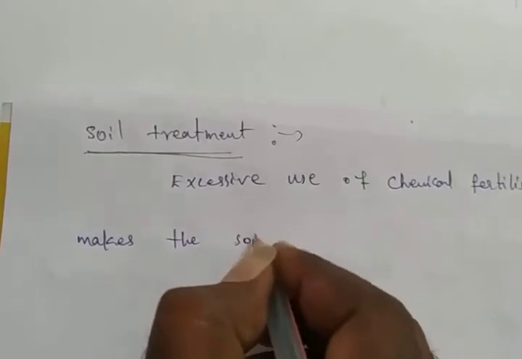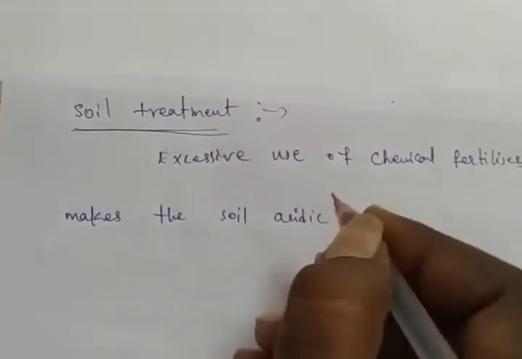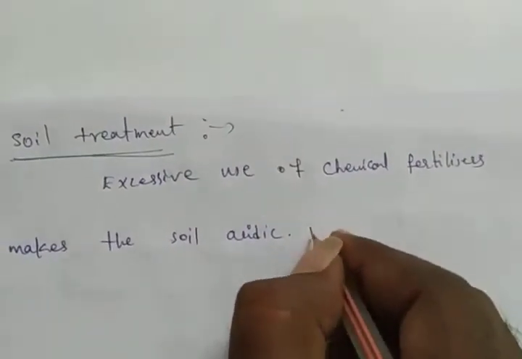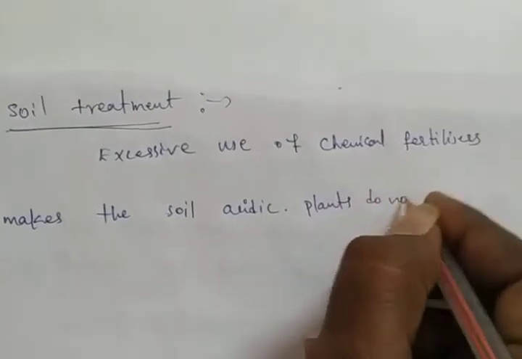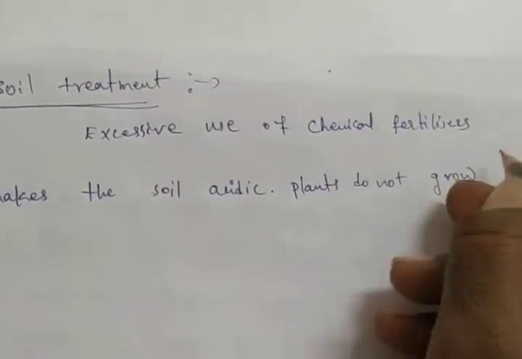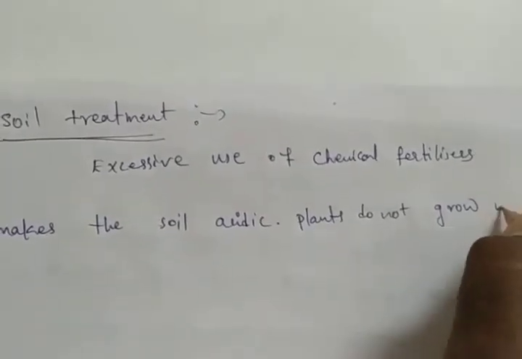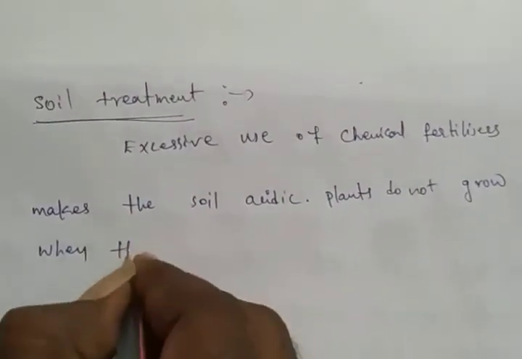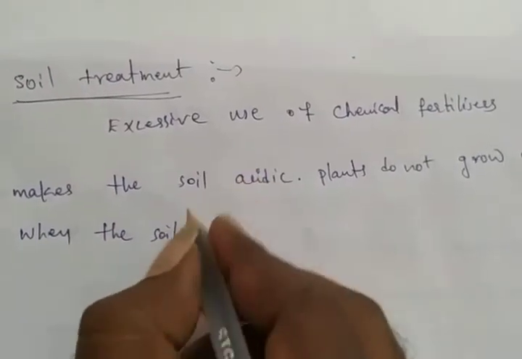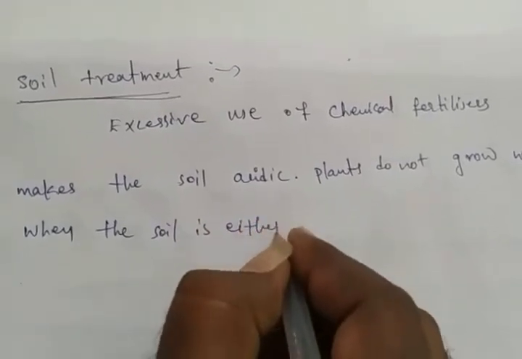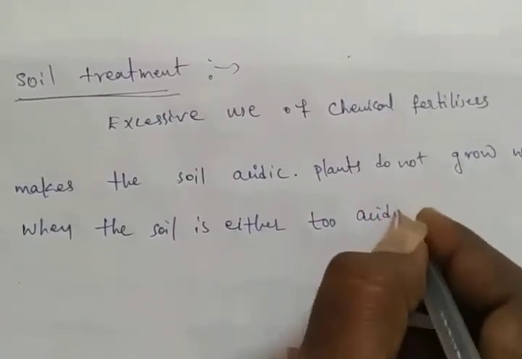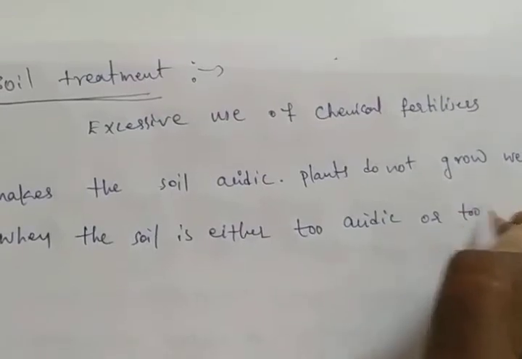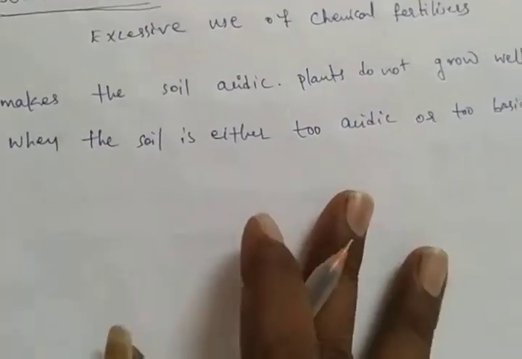Plants do not grow well when the soil is either too acidic or too basic. Either too acidic or too basic.